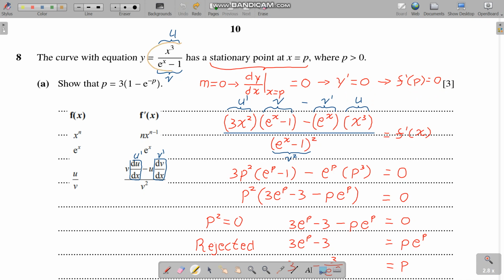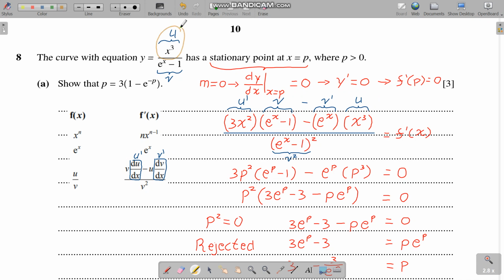To differentiate a division, we have to use the quotient rule. This is the quotient rule in the MF19. We call du/dx u prime and dv/dx v prime. The formula is u prime v minus v prime u, all over v squared. This is the form we're going to use. Now we need to identify the u and the v.